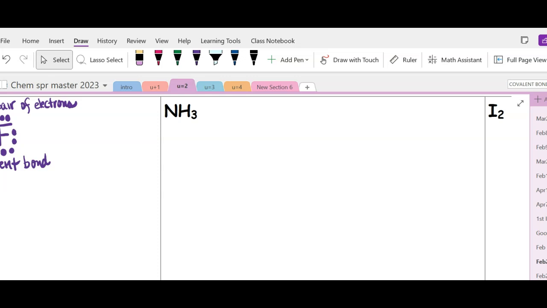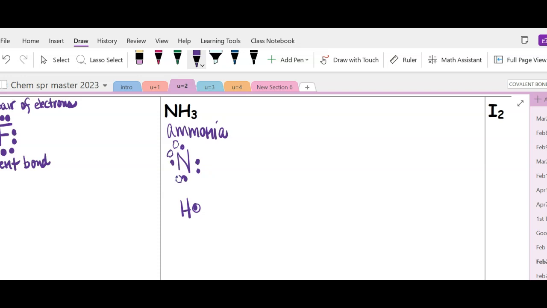Now we have NH3. This is called ammonia. That's its old name from the time of alchemists. So we know nitrogen has 5, 1, 2, 3, 4, 5, right? And hydrogen we know just has 1. So clearly, nitrogen has 3 problem areas where it doesn't have a pair.